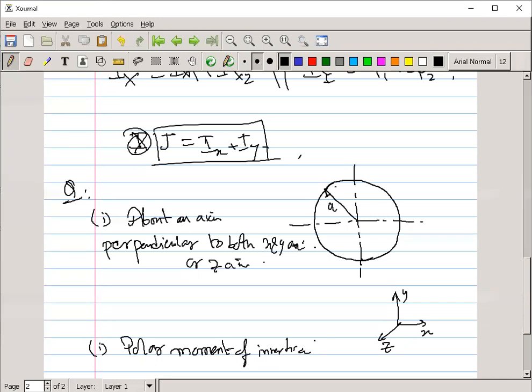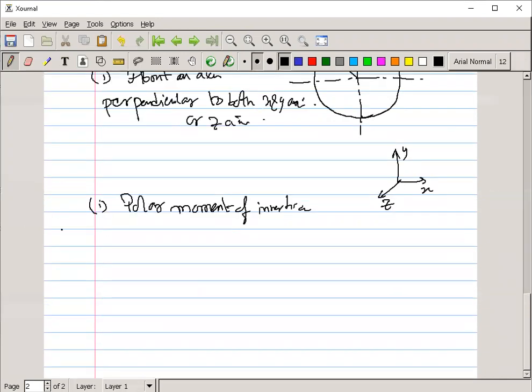So polar moment of inertia, we can say, as this is perpendicular to both X and Y, so I of Z we can write as J, which is nothing but the integration of, the general formula is which one? R square dA. So here R square, and the closed integral from 0 to A, and that R square, and instead of dA, what we can write?